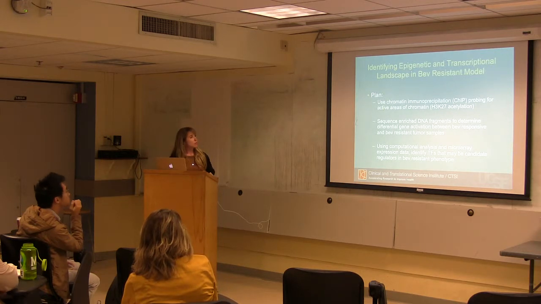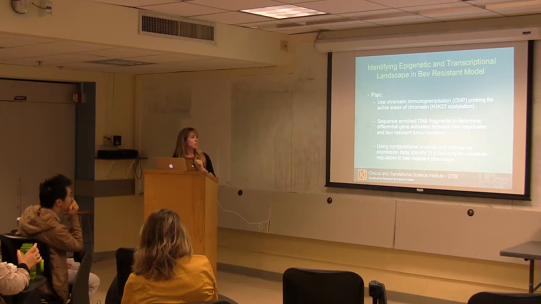So my plan in order to do this, starting with identifying the epigenetic and transcriptional landscape in bevacizumab resistance, is to use a technique called chromatin immunoprecipitation, or ChIP, that will probe for active sites of chromatin, so open areas of chromatin where transcription is happening. This is usually marked by acetylation at a certain histone, histone 3 at lysine 27.